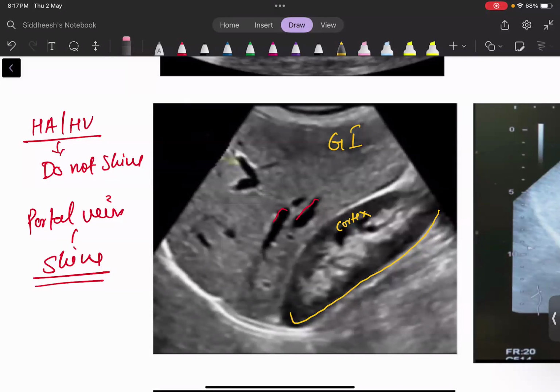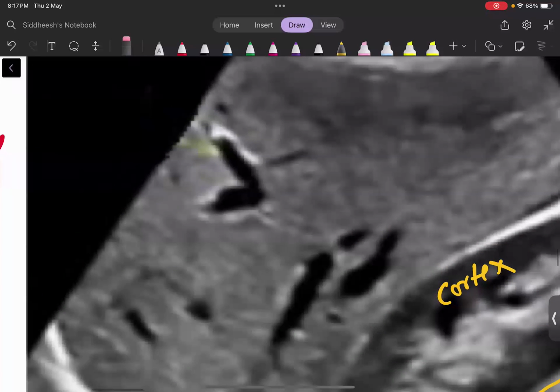Here is the portal vein. Wait, let me draw for you. So this is the portal vein, this part. And here we have what? Your right hepatic artery, your left hepatic artery, and the main hepatic artery will come in, right? So this is your portal vein, this part. Now, if you focus more on the portal part, like this part, can you appreciate this shining structure here? Can you appreciate this shining structure?